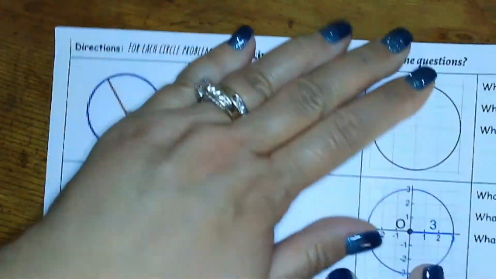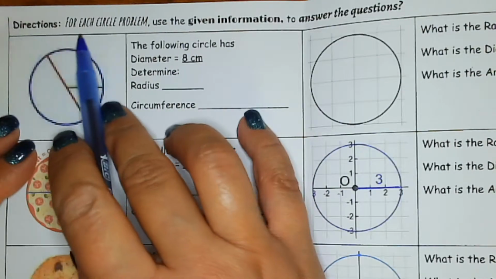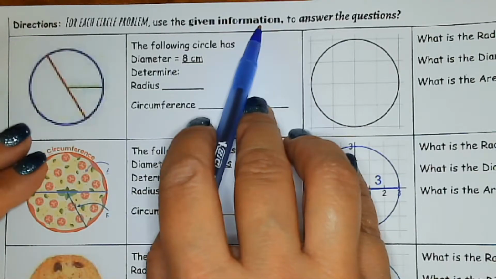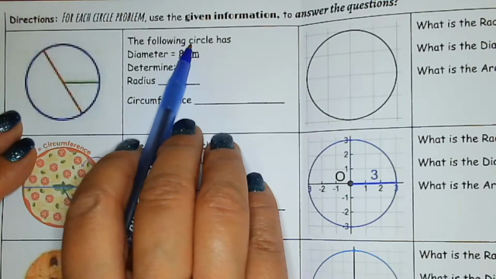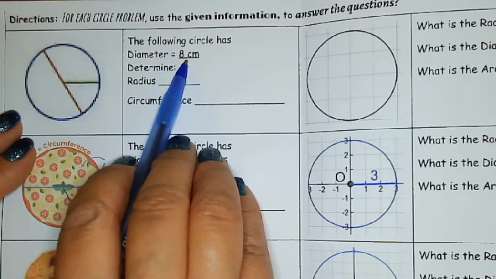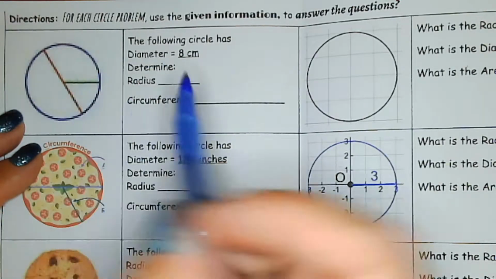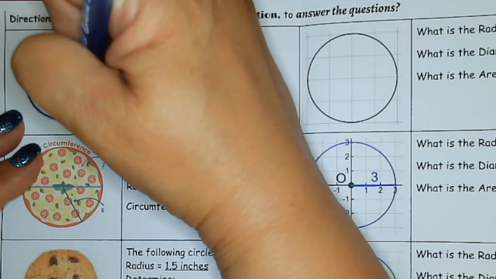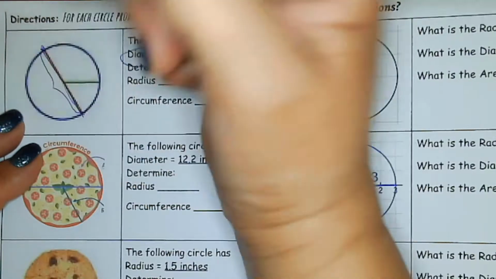Let's see some more examples of how to work these formulas. For the problems, we'll use the given information and answer what's being asked, or the missing parts. Let's say this circle has the diameter of 8 centimeters. Okay, what part of the circle is diameter? Diameter is the distance across the circle from edge to edge all the way across. That is diameter.